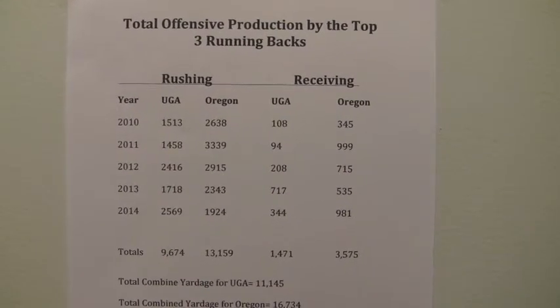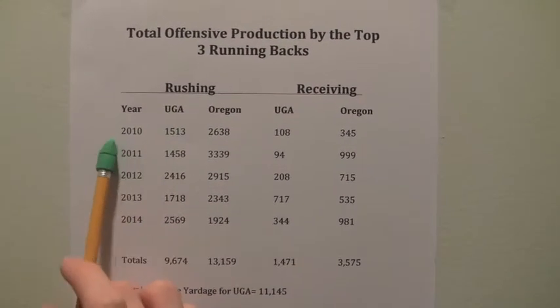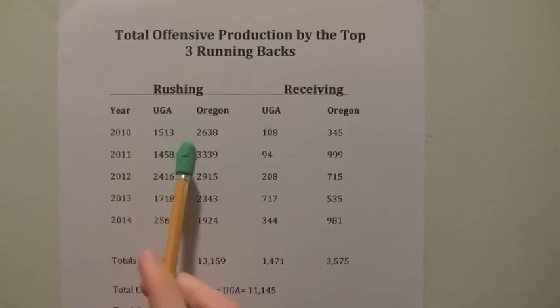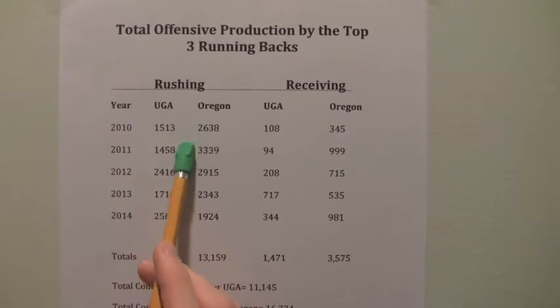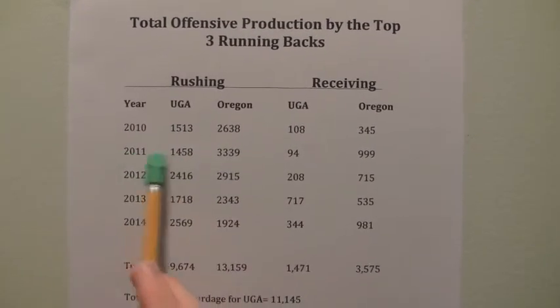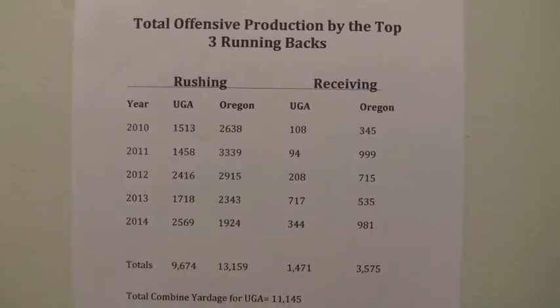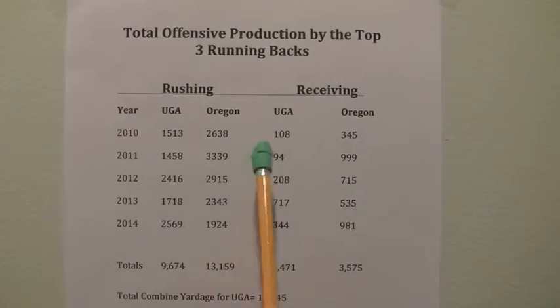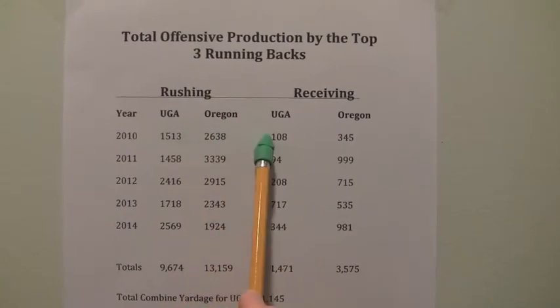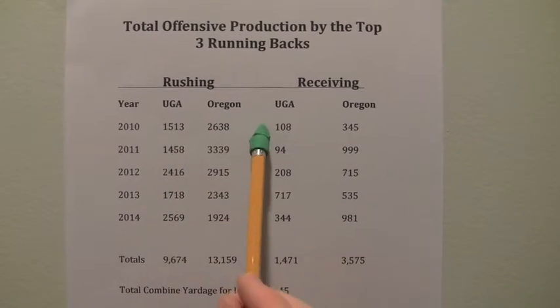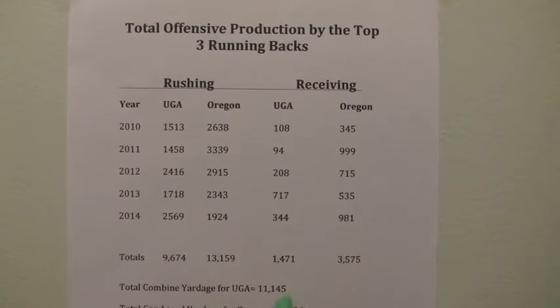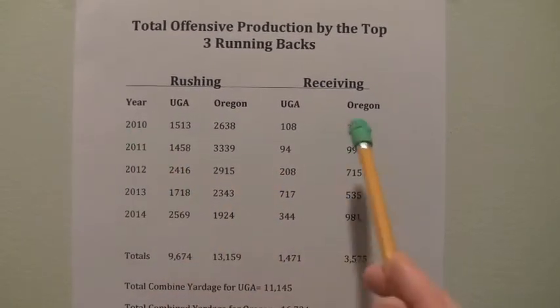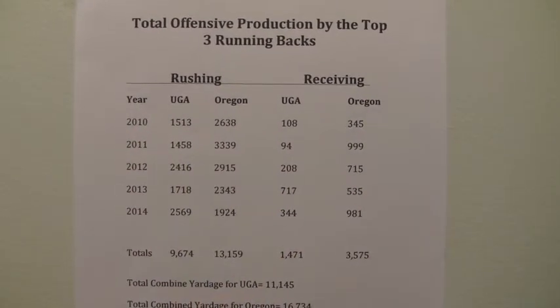Same thing with Oregon. You want to start at 2010, and yeah, 2,638. You just keep going, just continue on. And for receiving, it's just the same thing. You just take that 2010 number and you add it all the way down the column of the matrix, and that's how you get your totals.